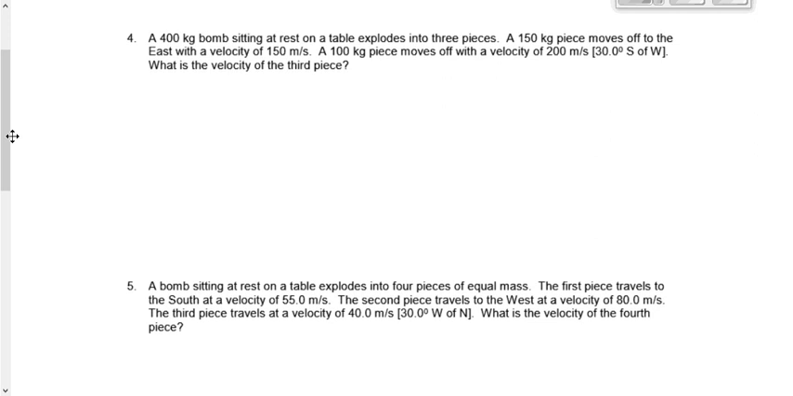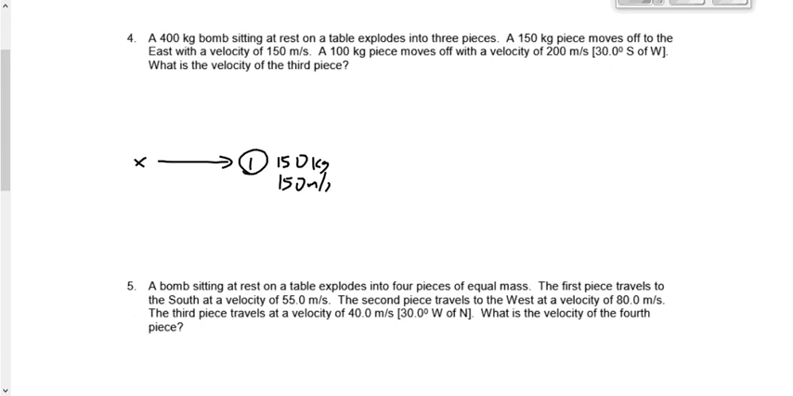So the question says a 400-kilogram bomb sits at rest on a table and it explodes into 3 pieces. Here's my explosion point. It says the 150-kilogram piece moves off to the east. I'll call that piece number 1, although it doesn't really matter whether you call it piece number 1 or piece number 3 or piece number 35. I'm calling it piece number 1 because it's listed first. It has a mass of 150 kilograms and a velocity of 150 meters per second.